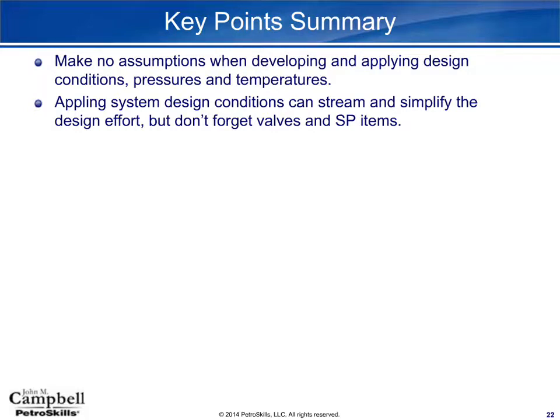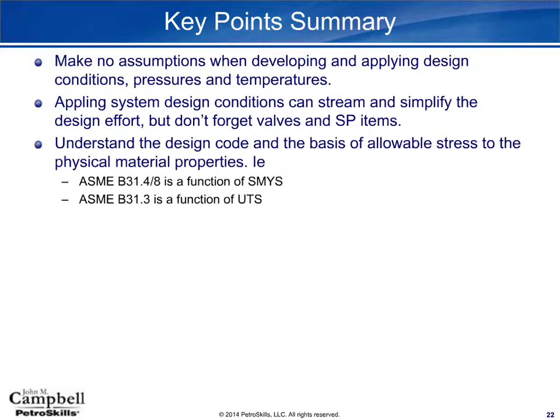Moving right along, we see also understanding that the design codes and the basis of the allowable stresses for those design codes varies. We saw that B31.4 and 8 is a function of SMYS, and B31.3 is a function of UTS. And that is a function of what we do in process piping. We've got refineries, a wide variation in process temperatures, a lot of expansive stresses. In B31.4, we've got pipeline design, with more static environments.